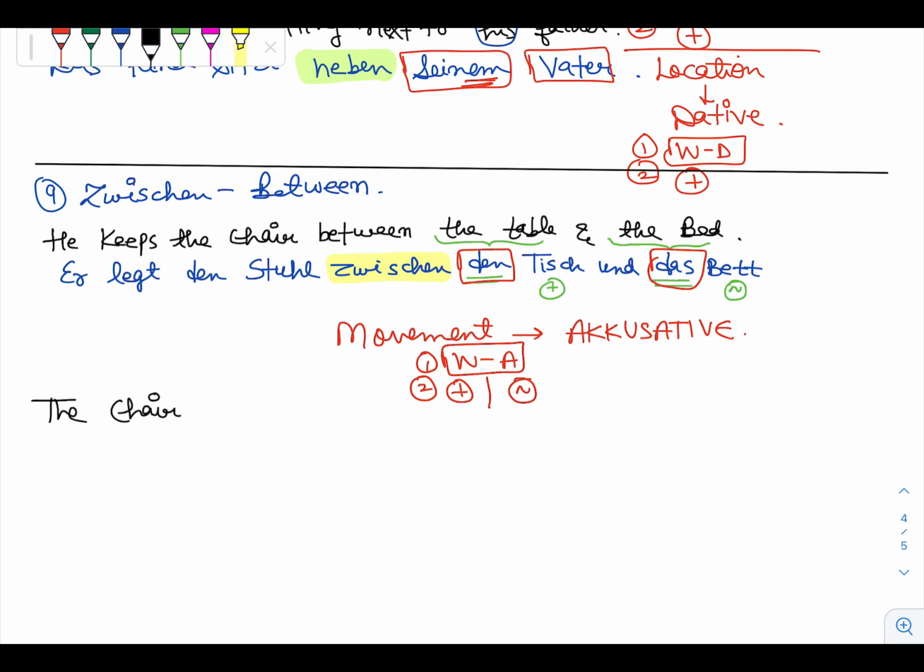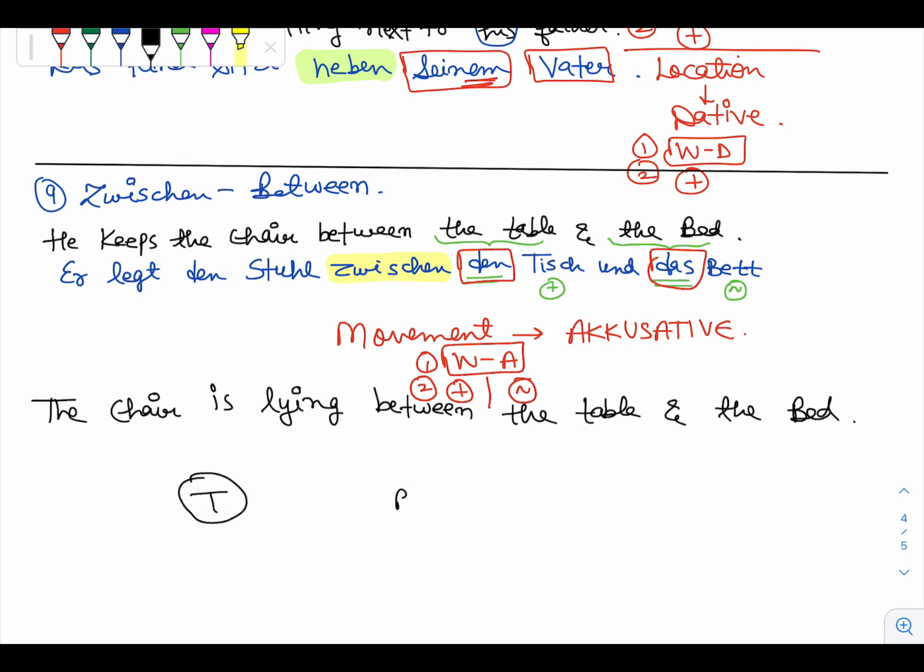Second example: the chair is lying between the table and the bed. Now here we are simply talking about the location of the chair. The chair is lying between the table and bed. For example, here is the table, here it is the bed, and here it is a chair. So we are just talking about the location of the chair. And in the previous one we were talking about the movement, that he keeps, he is keeping the chair between the table and bed.